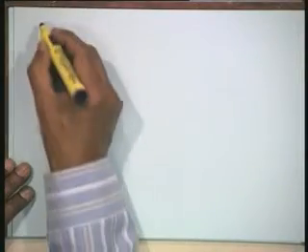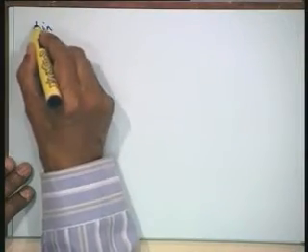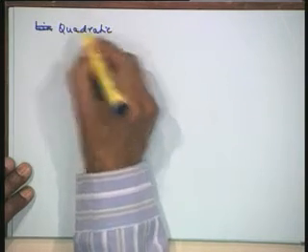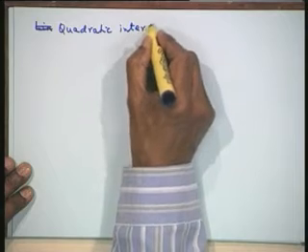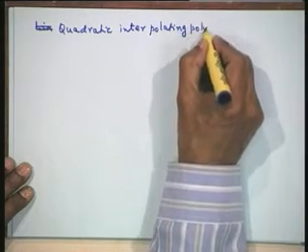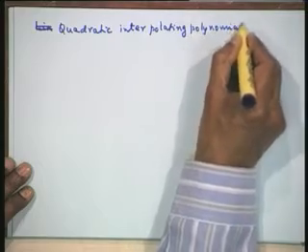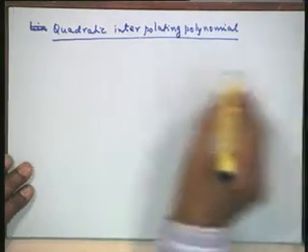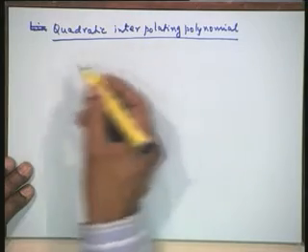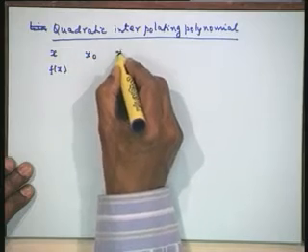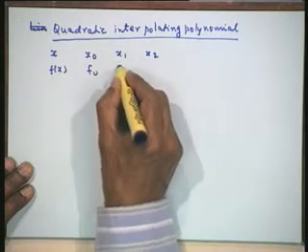Now, let us take up what would be the quadratic interpolating polynomial. So, similarly, let us derive the quadratic interpolating polynomial. I want to use 3 points and construct a polynomial of degree 2 which passes through this. That means, I have got the data as x, f x, x0, x1, x2, f0, f1, f2.